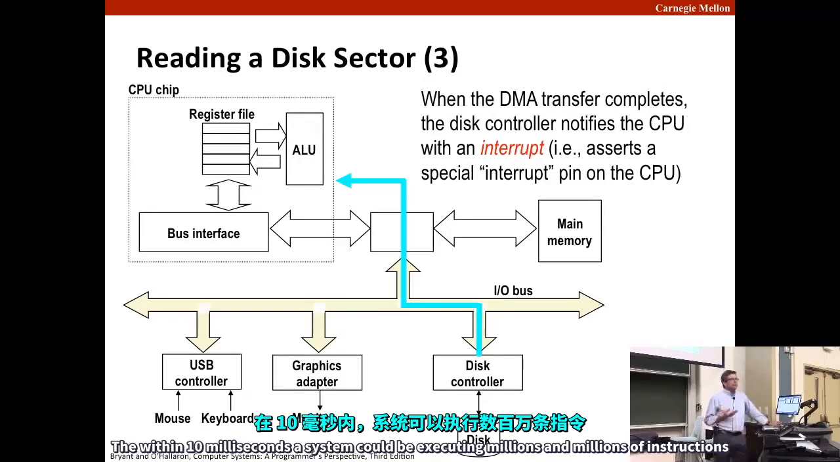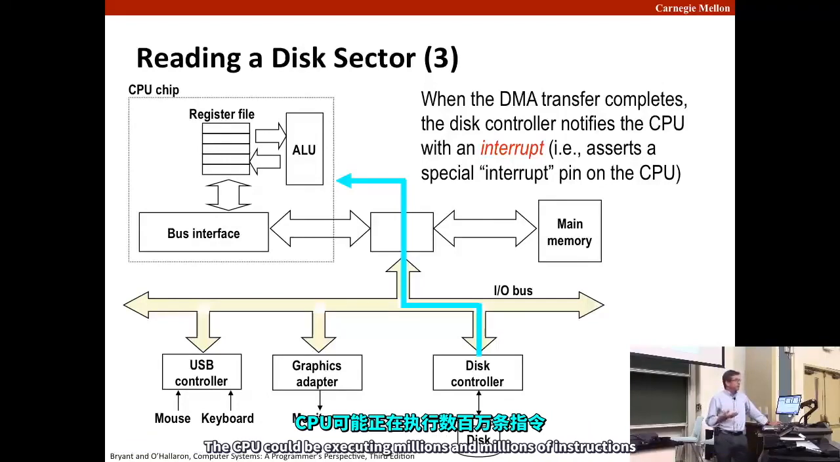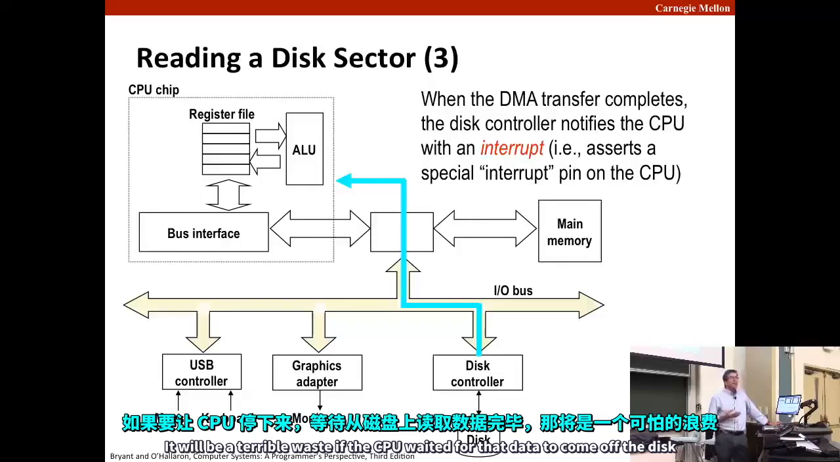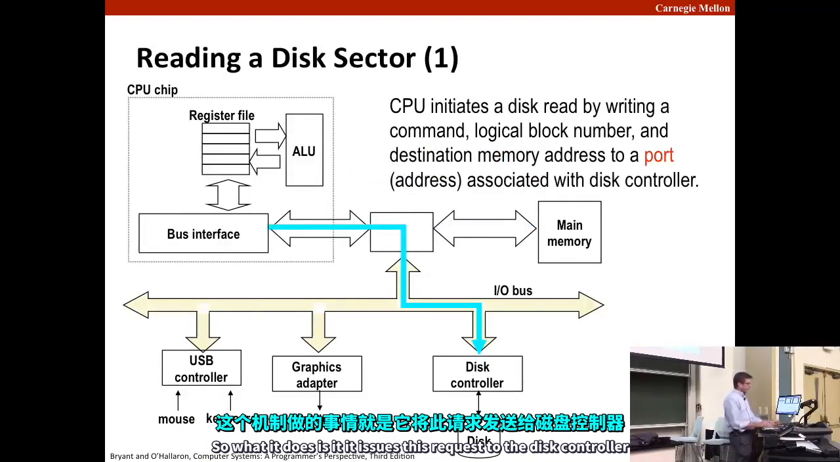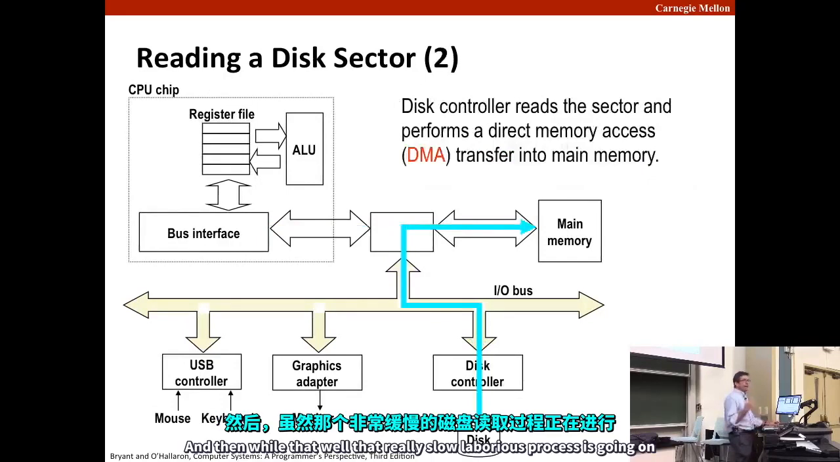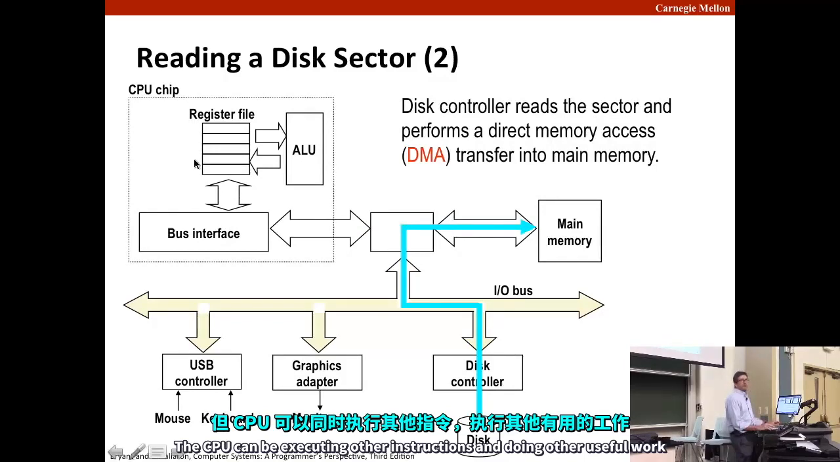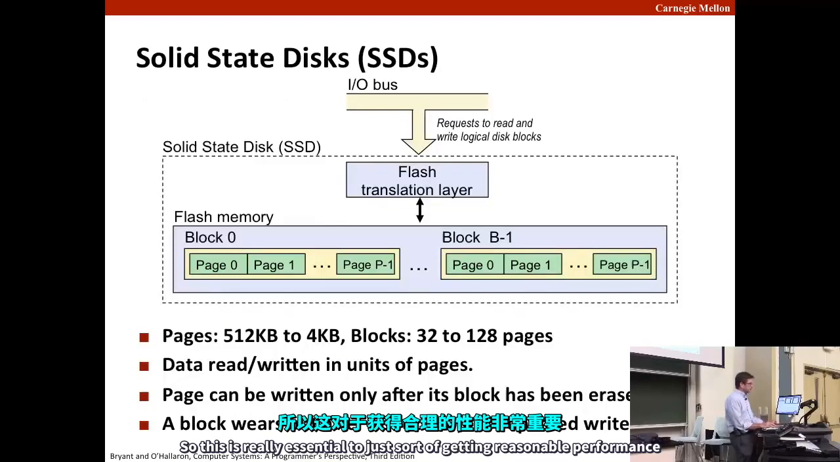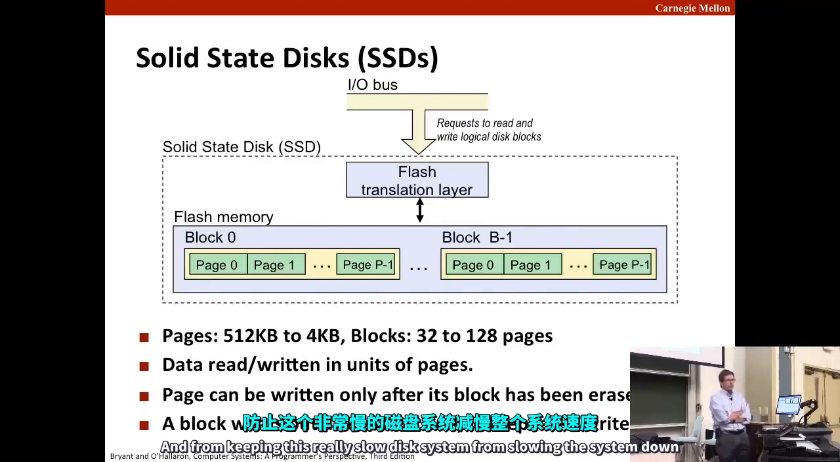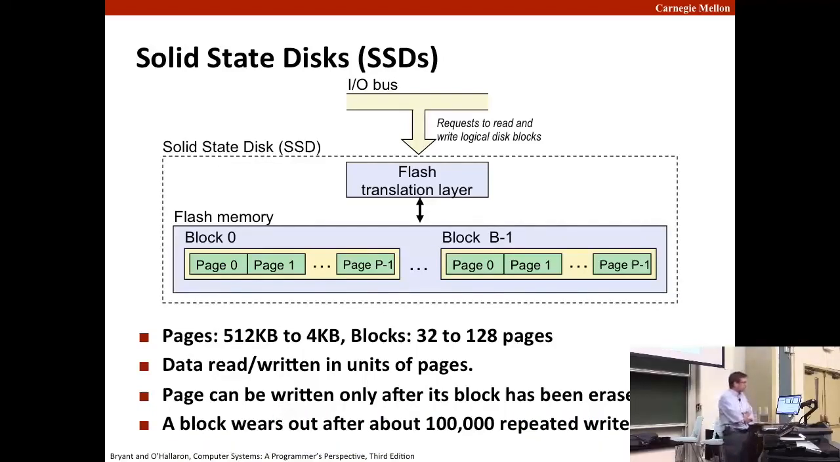Within 10 milliseconds, a system could be executing millions and millions of instructions. The CPU could be executing millions and millions of instructions. It would be a terrible waste if the CPU waited for that data to come off the disk. So what it does is it issues this request to the disk controller, and then while that really slow, laborious process is going on, the CPU can be executing other instructions and doing other useful work. Okay. So this is really essential to getting reasonable performance and keeping this really slow disk system from slowing the system down.